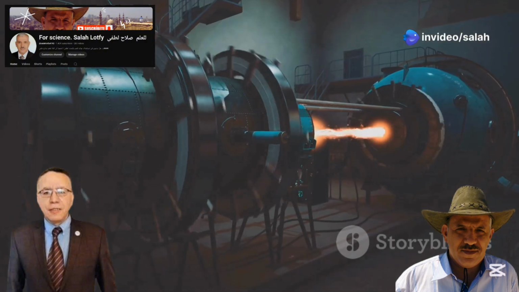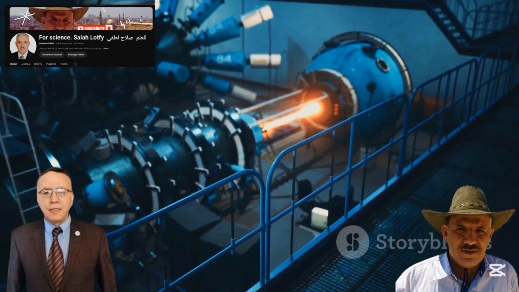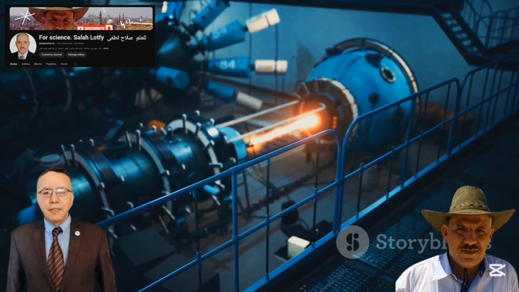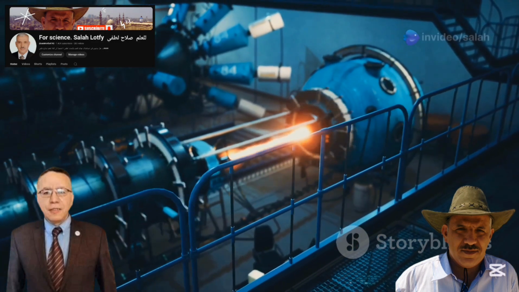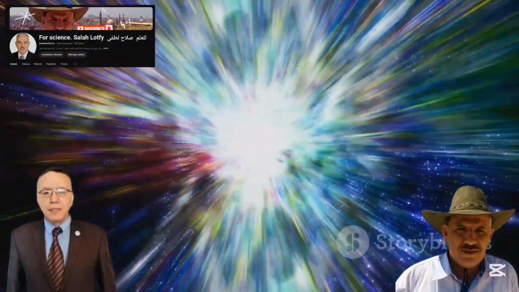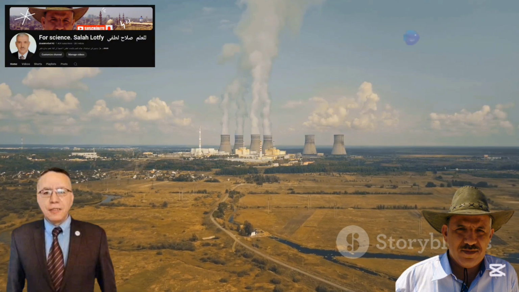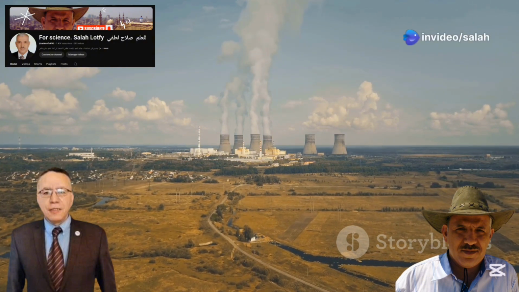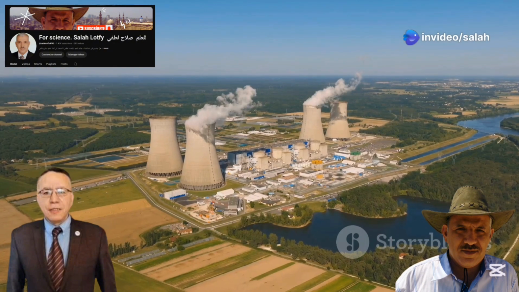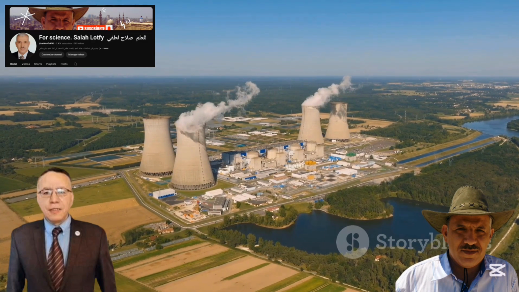Section 6. Nuclear reactions in action, from stars to power plants. Nuclear reactions are not just theoretical concepts confined to laboratories. They are happening all around us. Look up at the night sky. The twinkling stars are giant nuclear reactors fusing hydrogen into helium and releasing the energy that illuminates the cosmos. Here on Earth, nuclear fission, the splitting of atoms, has been harnessed to generate electricity in nuclear power plants. While nuclear power comes with its own set of challenges, it remains a significant source of carbon-free energy.